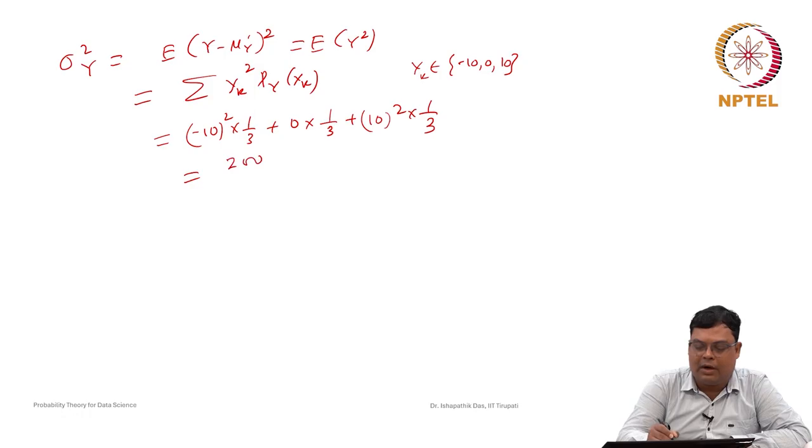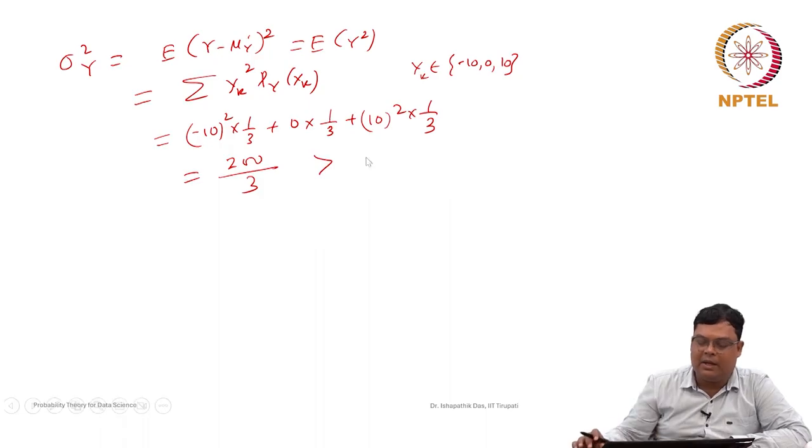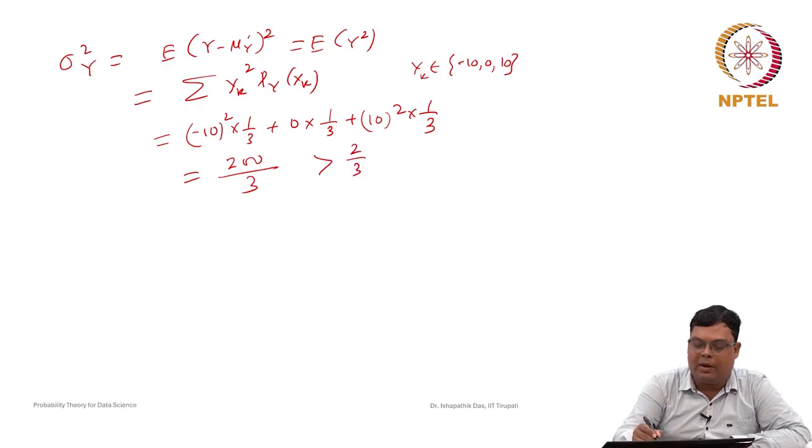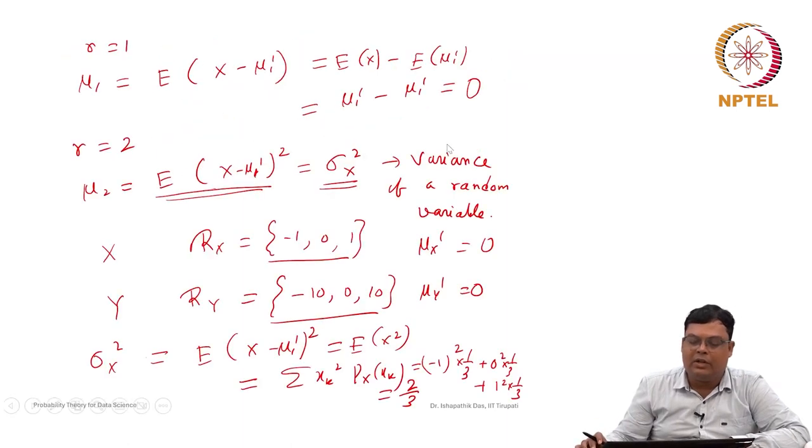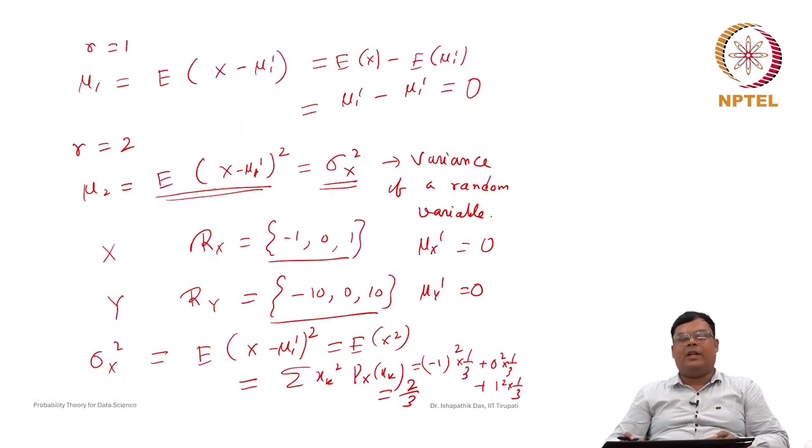So it is 200 by 3. See that this variance is greater than the variance for x, where we got 2 by 3. So this variance provides a measure of how the data are scattered around the center.